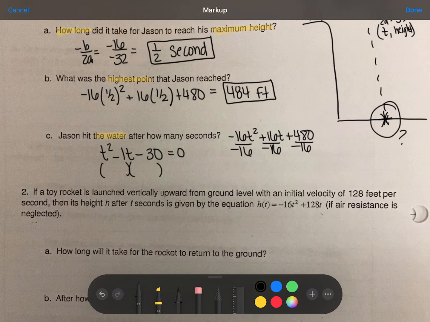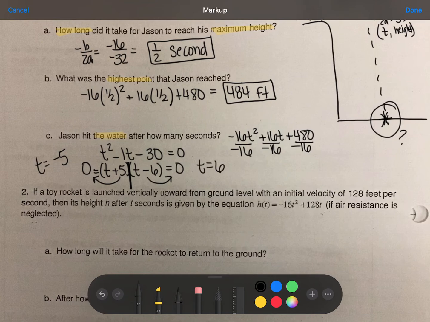It's a trinomial. So I'm going to ask what times what gives me negative 30, and at the same time those two numbers would give me a negative 1. The answer is going to be positive 5 and negative 6. So positive 5 times negative 6 is negative 30. Positive 5 take away 6 is negative 1. It all works out. So now I'm ready to split my factors up and set them equal to 0. So when I move my 5 over, I get t equals negative 5. Move my 6 over, and I get t equals 6.